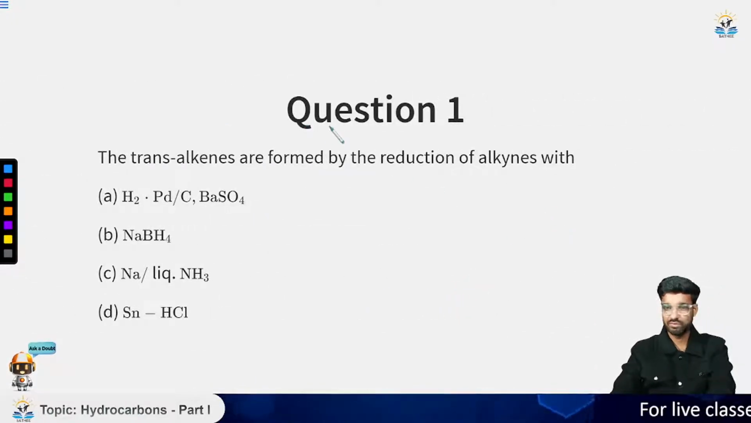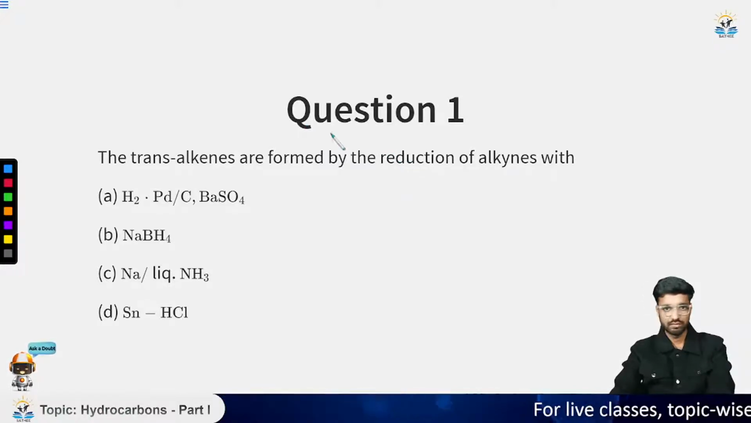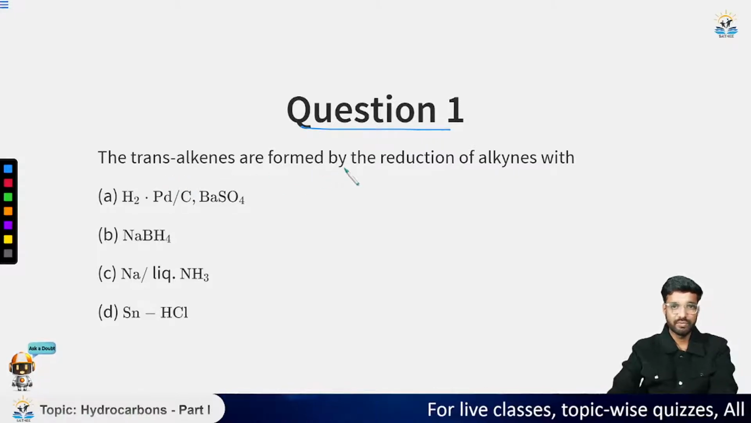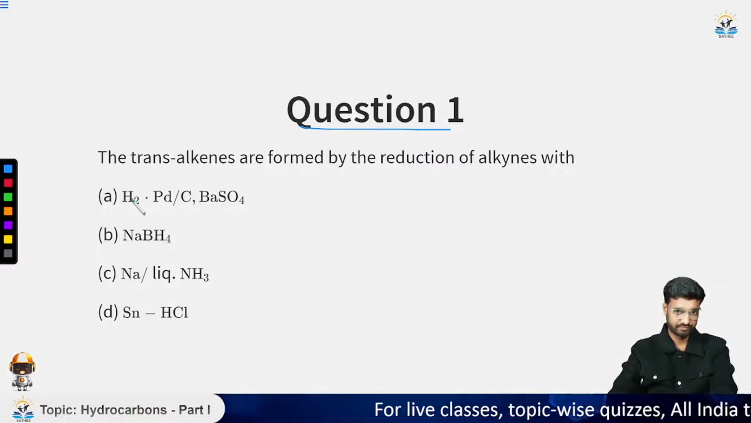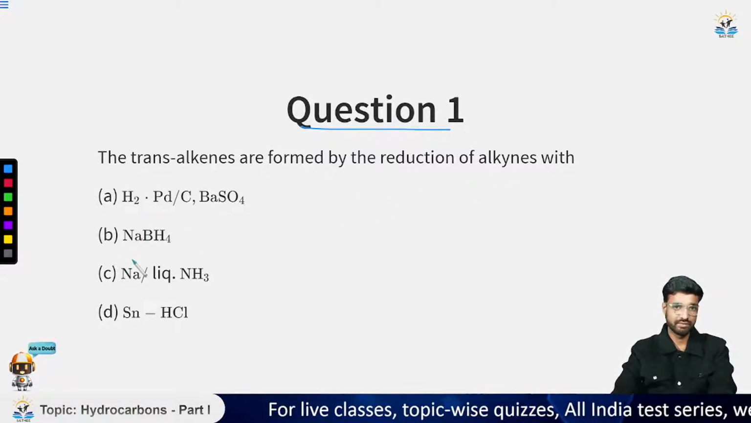So let us start with some questions. We have some questions here. This is the first question. The trans alkene is formed by the reduction of alkyne with. So which one of these will give trans alkene?